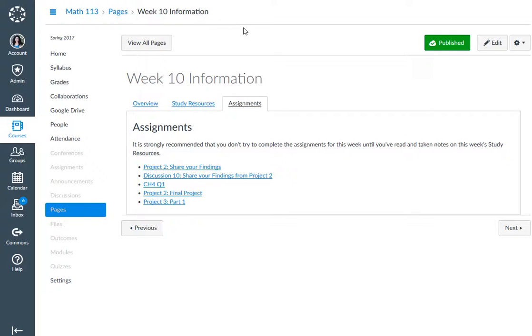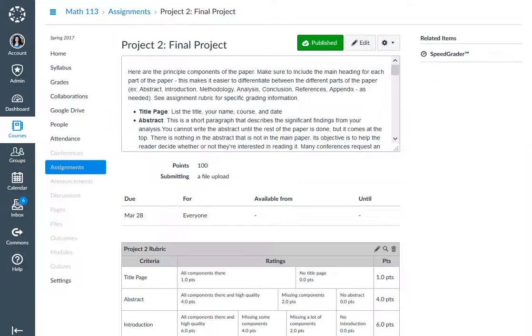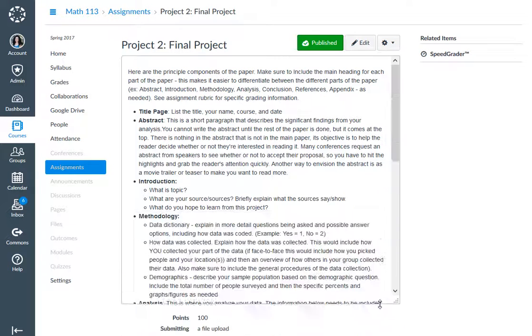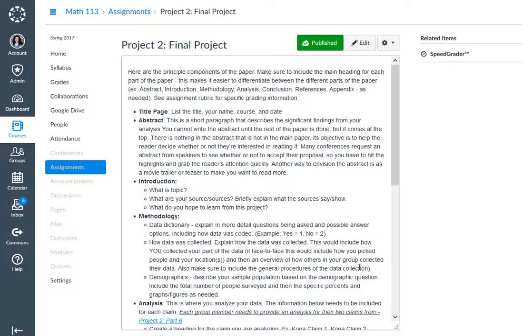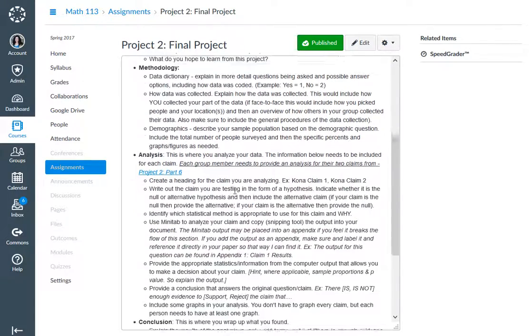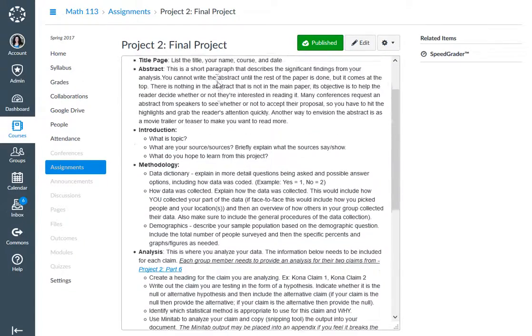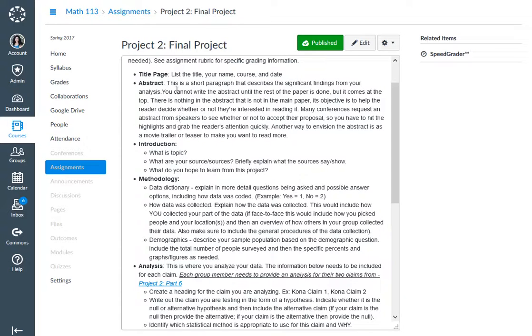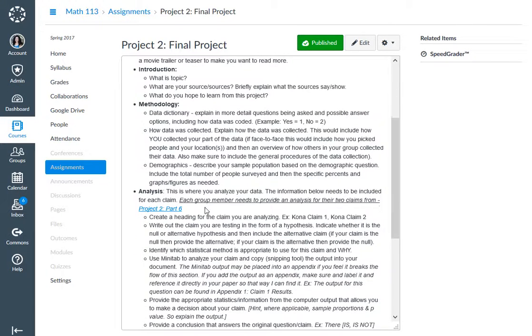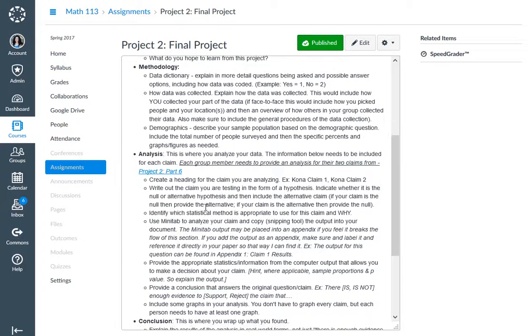In terms of the rest of your assignments, it's kind of a busy week. We've got the final project, or final project 2 final. The biggest thing here, I think, is the analysis. You've already written up the introduction, and I've given you feedback on it. But for the analysis, this is where you analyze your data. This is the important part.